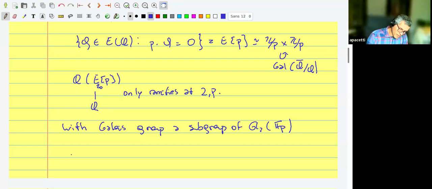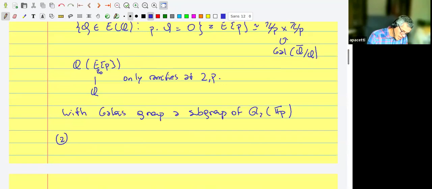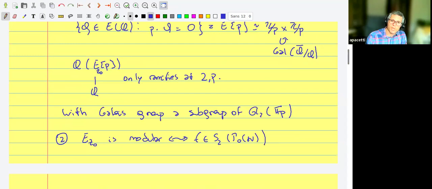But here is the second key step. So this is like the first, that you have very little ramification. The second key step is that actually the elliptic curve is modular. So modular means that it is related to an object, a modular form, for some level that can be computed. But the key fact of this is that this is a finite dimensional vector space. So you can compute this.